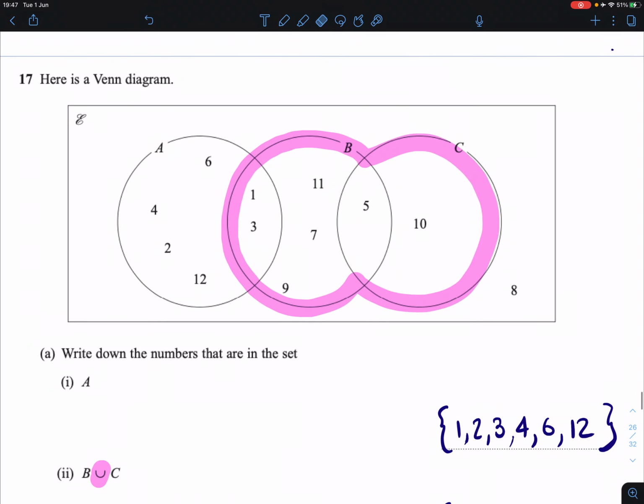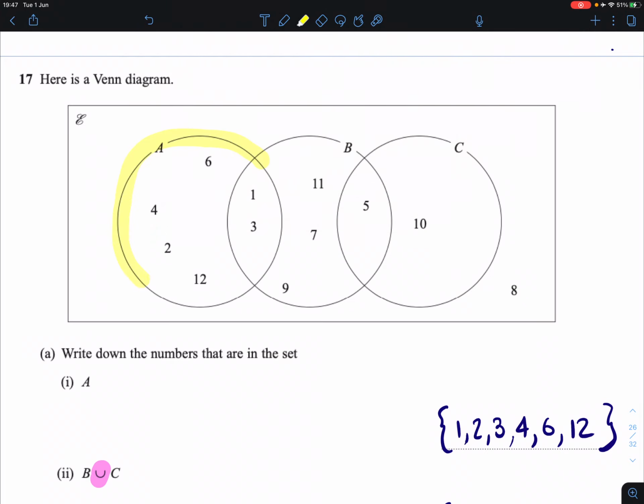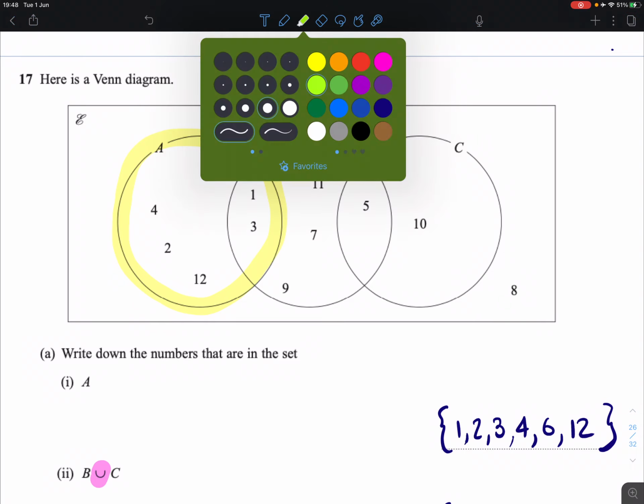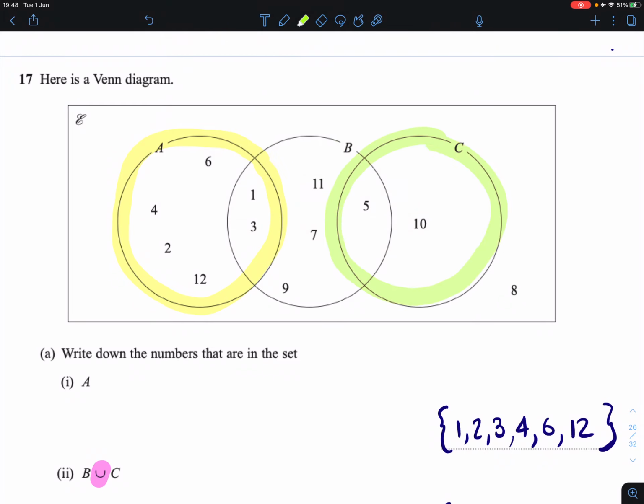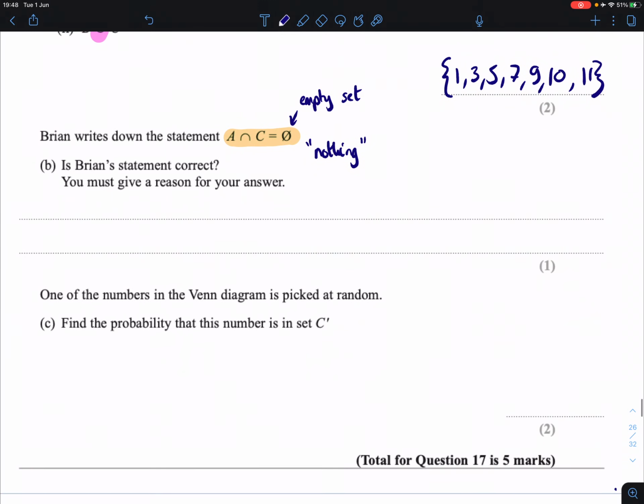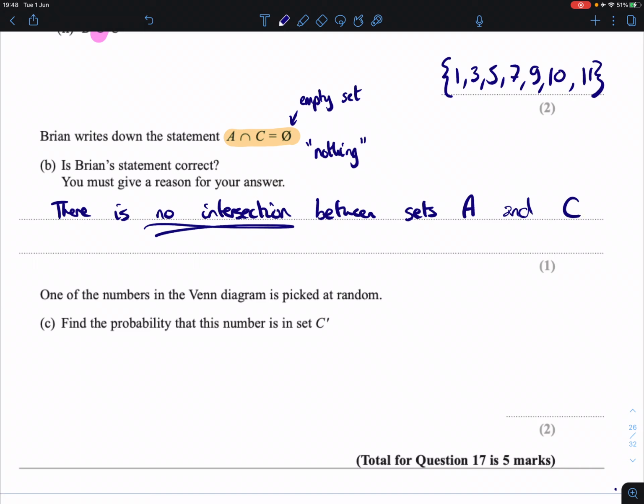Well, let's look at what A and C actually are. A is this circle here, and C is this circle or this set here. The fact that they don't intersect basically guarantees that there is no intersection. There's nothing that's in both A and C. Therefore, Brian is correct. So there is no intersection between sets A and C. You could also say there is nothing in their intersection, but by default, if there is no intersection, then there's obviously nothing in it. And I'll give the mark for that.